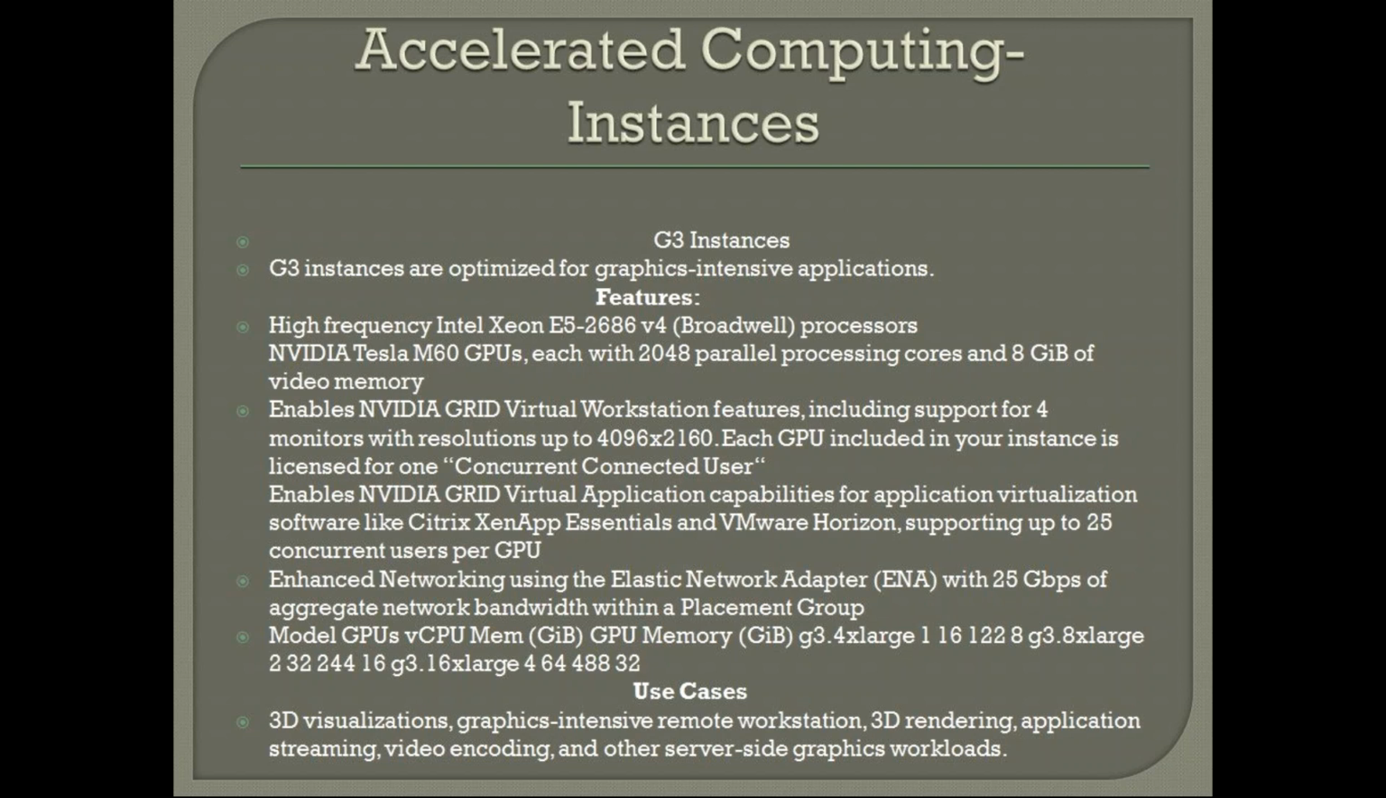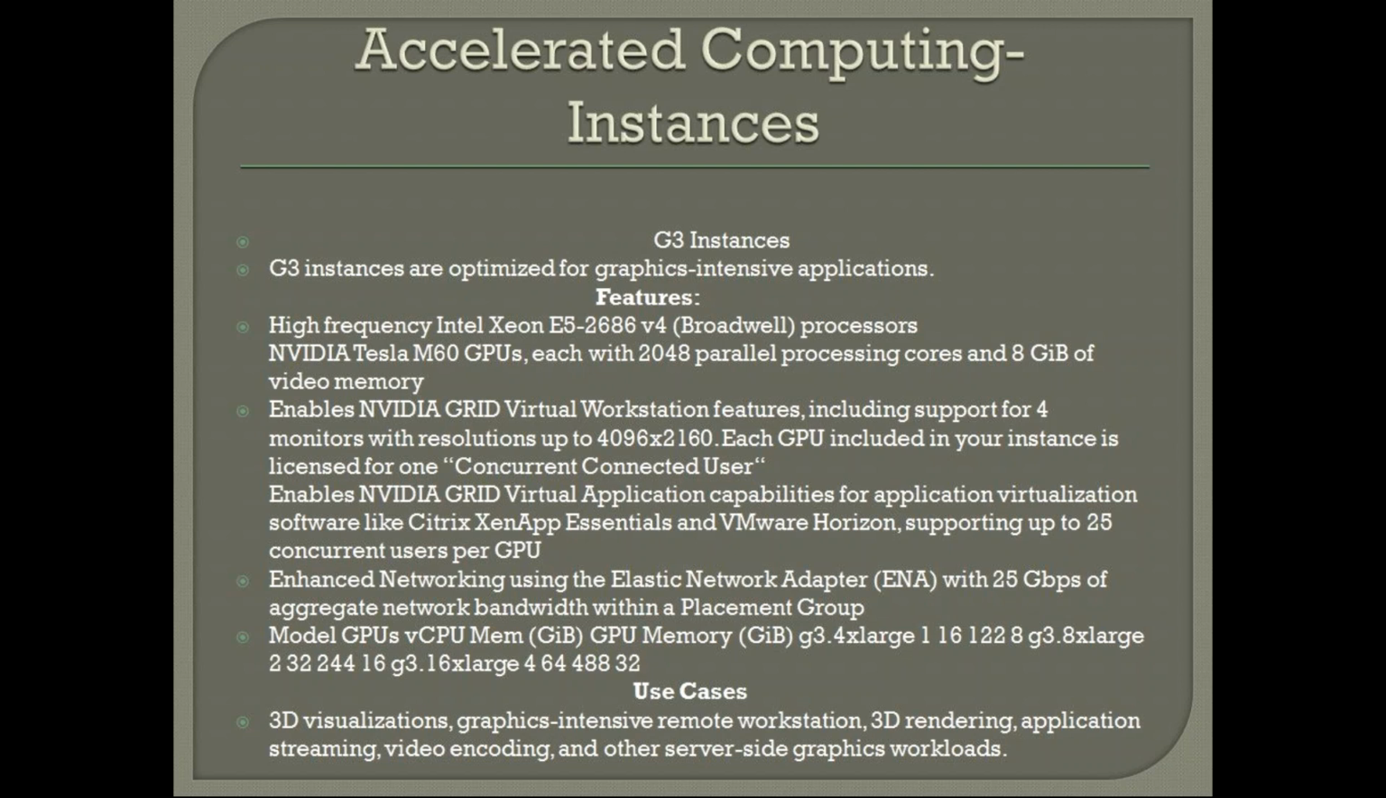And concurrent connected users. We have a license for concurrent connected users, which enables NVIDIA Grid virtual application capabilities for application virtualization software like Citrix, XenApp Essentials, and VMware Horizon, supporting up to 25 concurrent users per GPU. Concurrent means multiple users at a time; up to 25 users can use that GPU. Enhanced networking using the Elastic Network Adapter with 25 Gbps of aggregate network bandwidth within a placement group.